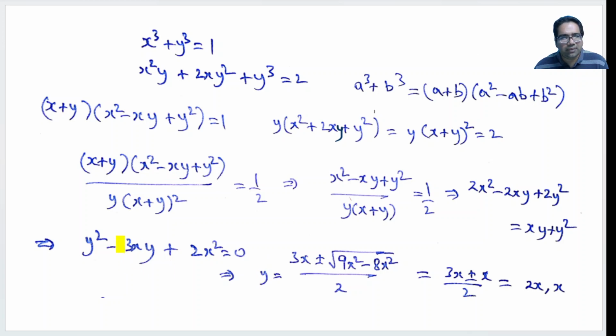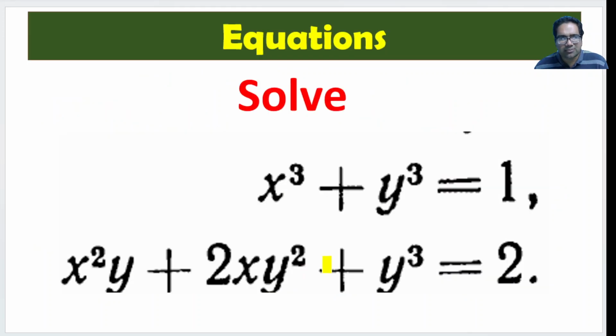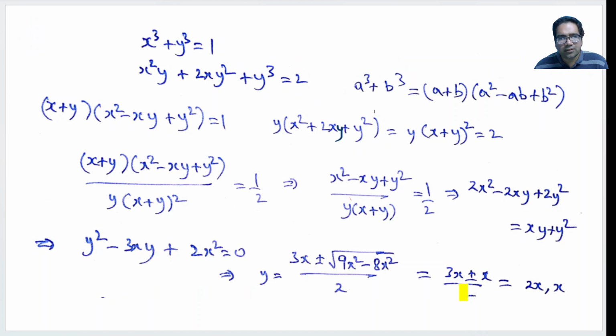If you solve for y: minus b, which means minus of minus 3x, which is 3x, plus or minus the square root of b², which is 9x², minus 4ac, which is 4 times 2x², which is 8x². Right. Then 3x plus or minus the root of x², which is x, over 2. Equals 2x or x. Right, 3x plus or minus x by 2 becomes 4x by 2 or 2x by 2, which becomes 2x or x. Now we have solved for y.